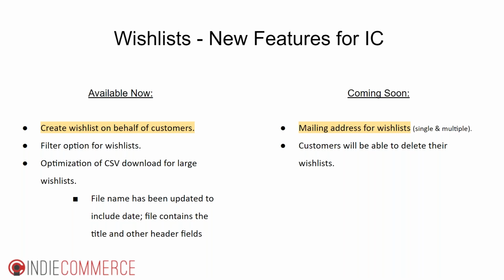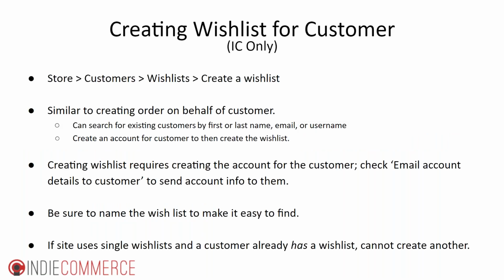We've also optimized the CSV download for large wish lists. We've updated the file name to include the date it was downloaded, and the file now contains the wish list title and other header fields. And soon, customers will be able to attach a mailing address to their wish list, which can then be set as a delivery address, which will be helpful for those purchasing gifts for those individuals. And eventually customers will be able to delete their own wish lists, which is something they are not currently able to do.